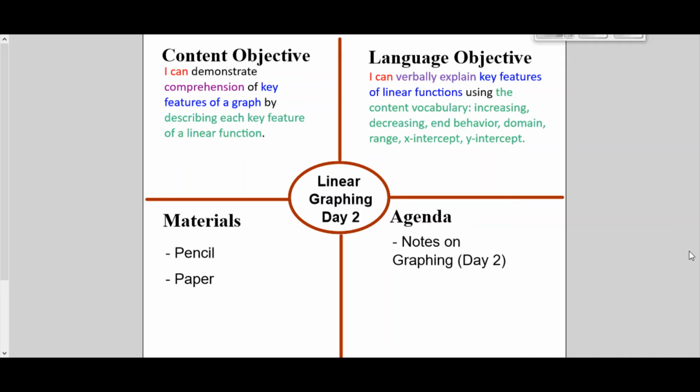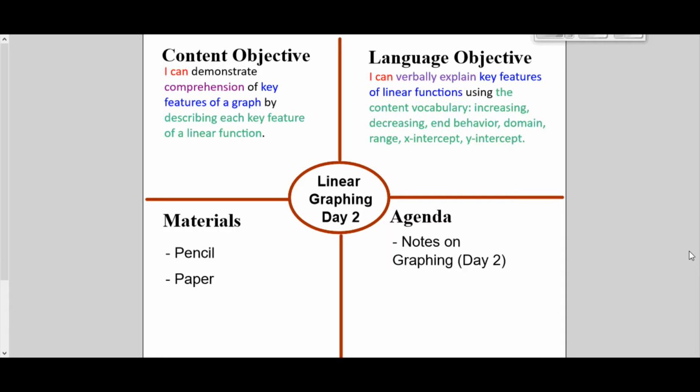Today we're going to go over linear graphing day 2. So our objective is to be able to understand and comprehend what the key features of a linear graph are. And then we're going to be able to use the content vocabulary in our language objective. Those vocabulary terms are increasing and decreasing. We saw that on day 1.